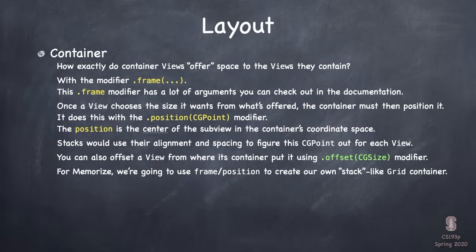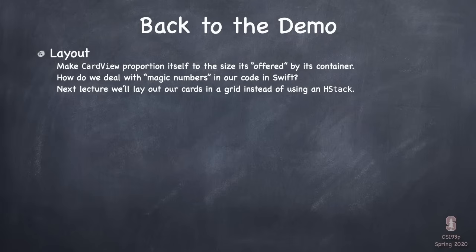Now for Memorize, we're going to use frame and position to create our own container view, which is kind of like a stack. It's going to be called a Grid, and it's 2D, rows and columns, right? Instead of just a horizontal row, which is a pretty sad looking game, if I do say so myself right now. We obviously want that to be rows and columns. We'll do that by using frame and position to create our own container. I'd love to have time to actually go do that container, but we don't have that. It's the end of lecture 3 here.